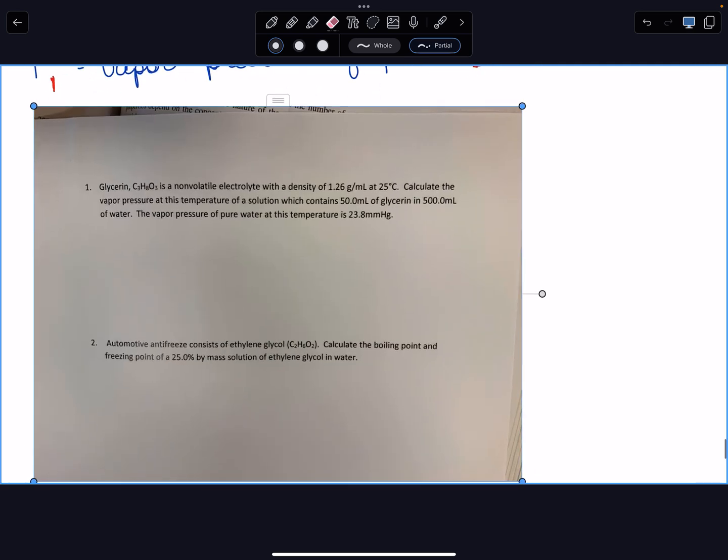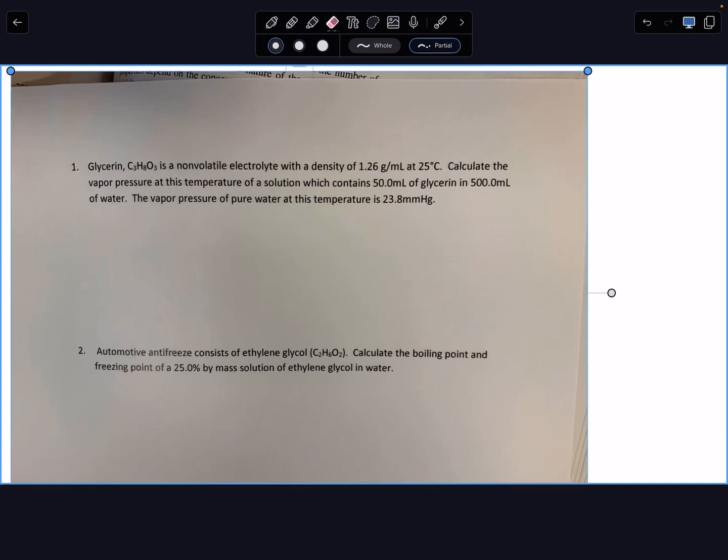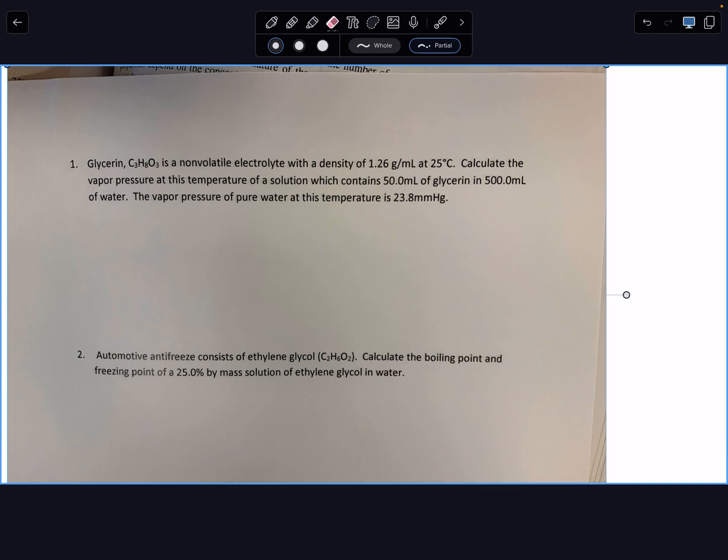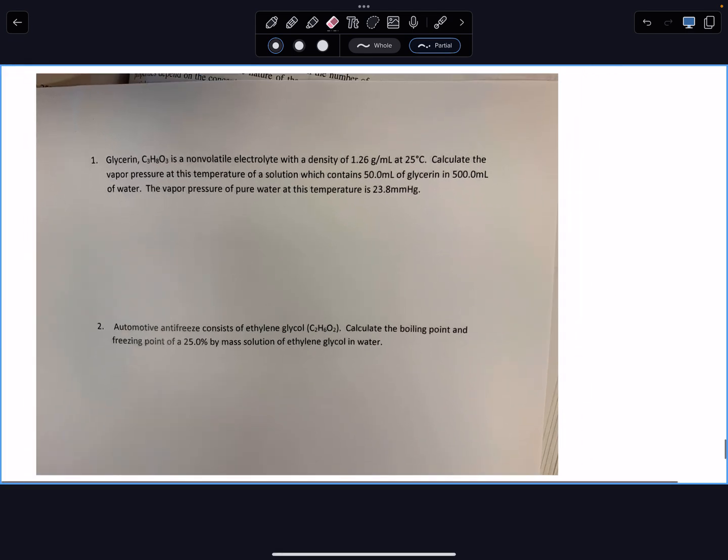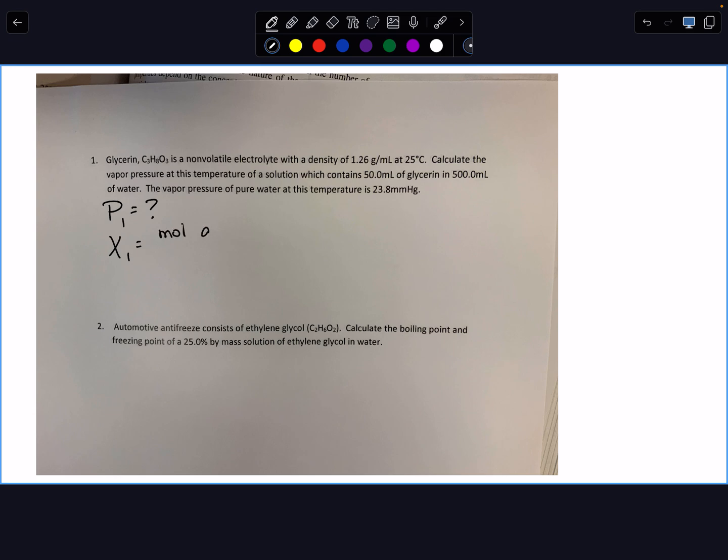How are you going to go about solving that? Okay. What you going to plug in? Okay, water's a solvent. We're talking about putting glycerin in water, right? So do you guys all agree that with that formula, we are trying to calculate P1? X1 means we need the moles of glycerin.